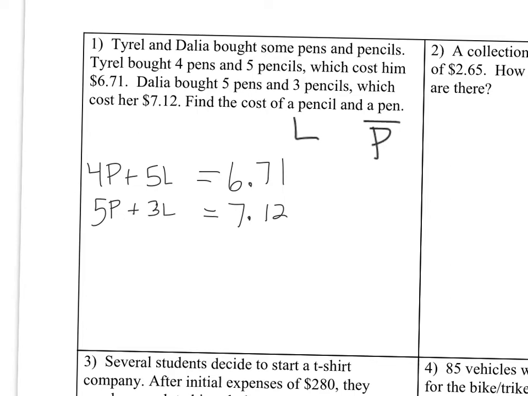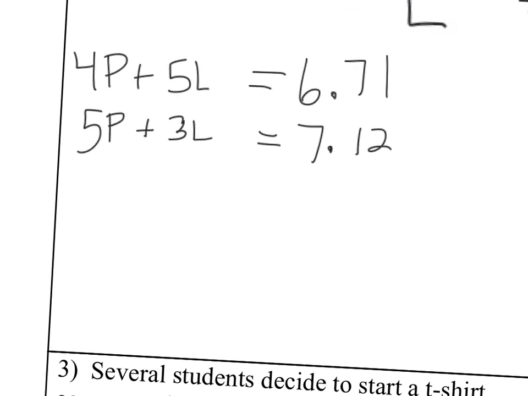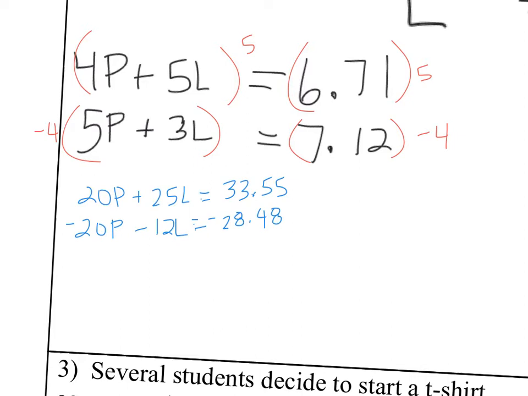So to find the cost of a pen and a pencil, what you need to do is solve this system. So this system I would use elimination. So I'm going to eliminate the p's by multiplying the first equation on both sides by 5 and the second equation by -4. So I'm going to pause and rewrite that out. So I wrote out each equation. So now I'm going to eliminate.